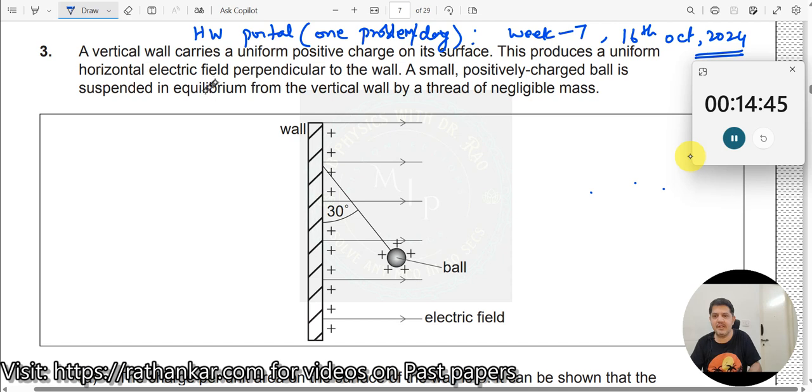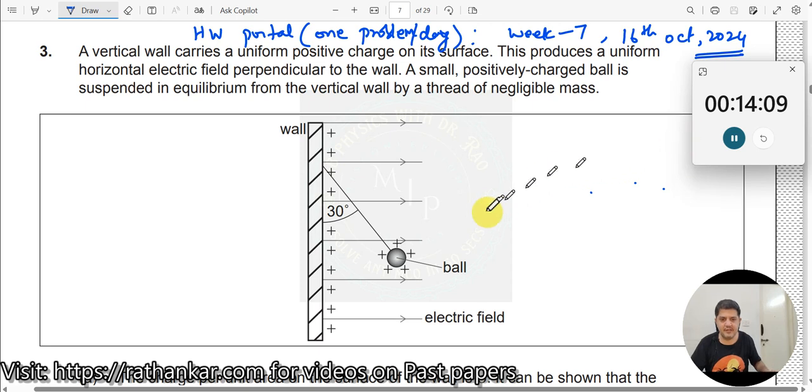A vertical wall carries a uniform positive charge on its surface. This produces a uniform horizontal electric field perpendicular to the wall. Fine. So there is a uniform electric field being seen. A small positive charge is being suspended in equilibrium from the vertical wall by a thread of negligible mass. So you have a pendulum basically, and the bob of this pendulum has lots of positive charges and there is an electric field here. Because of this, these positive charges are now repelling, so it's making an angle over here. And it's not coming back, which means it is now in equilibrium.